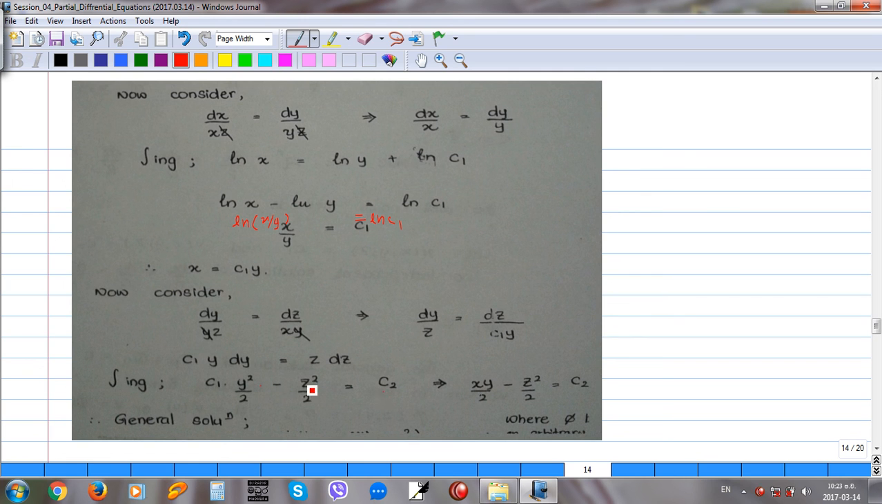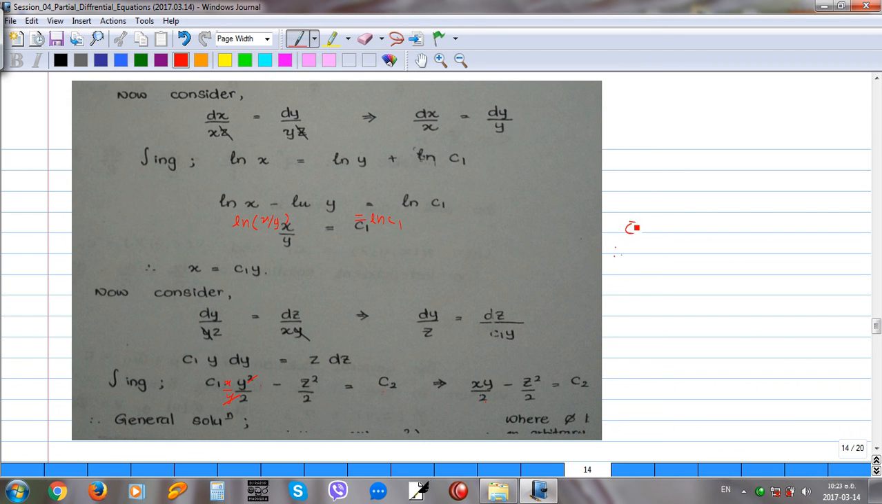Then c2 equals c1 times y square over 2 subtraction z square over 2. Then instead of c1 you can write x over y, and this y and this y cancel, then here coming xy over 2 subtraction z square over 2 equals c2. Therefore you can write the general solution here.